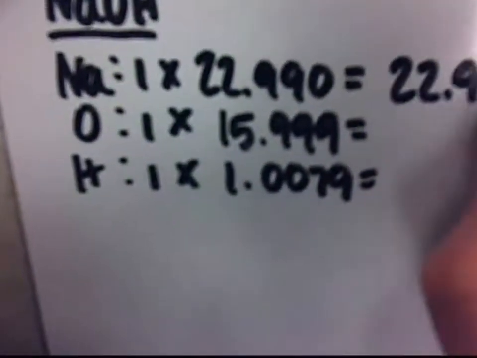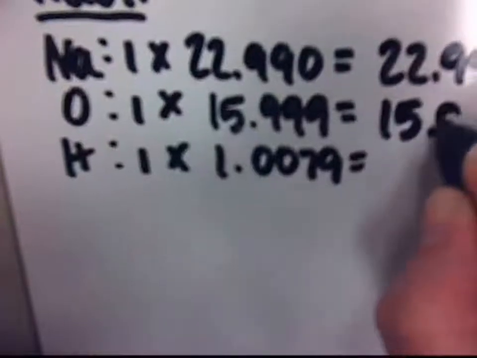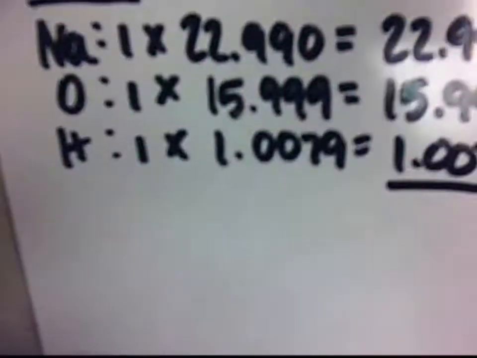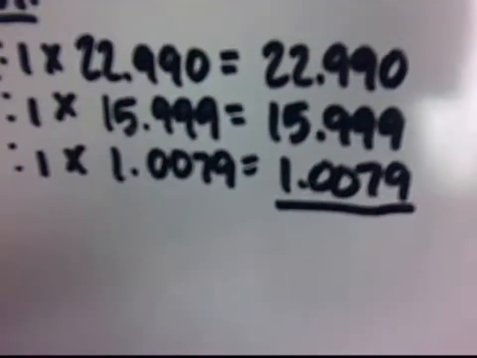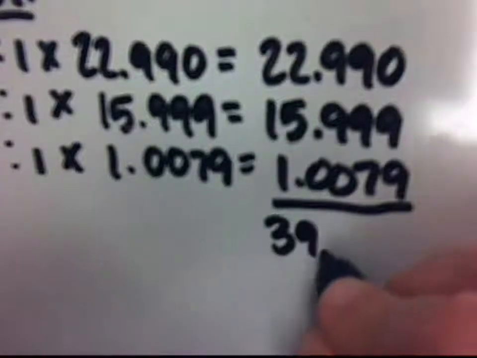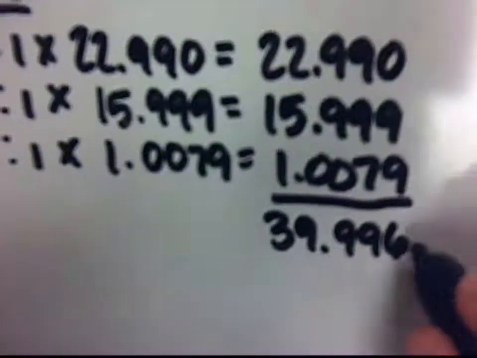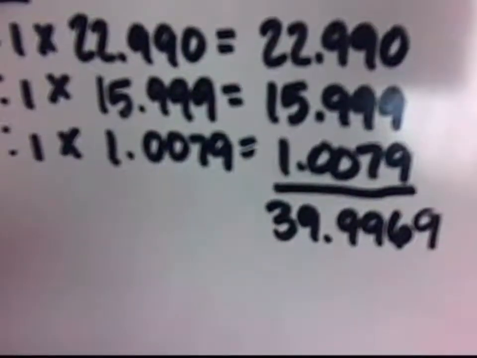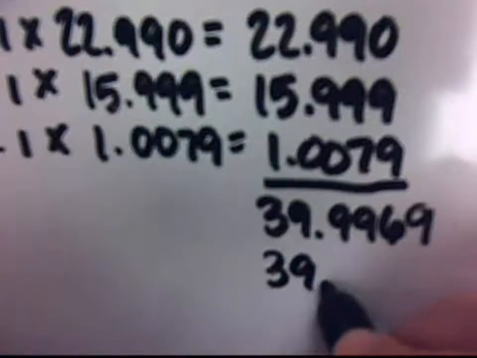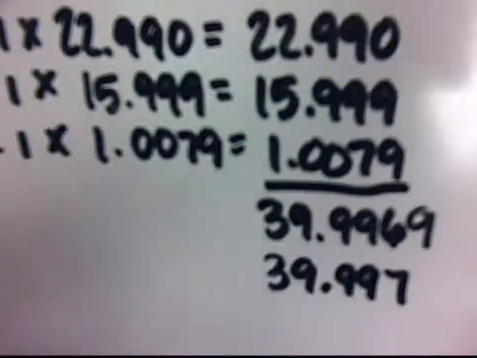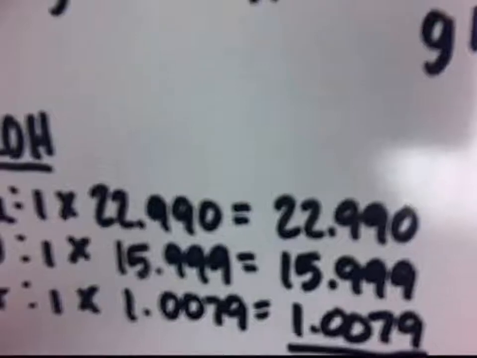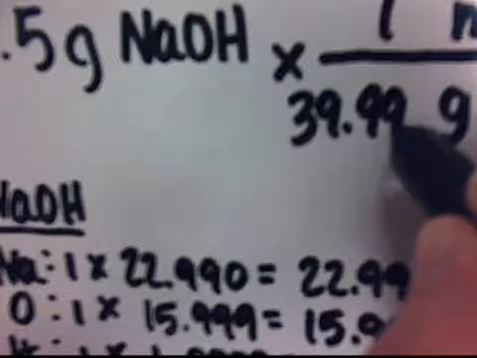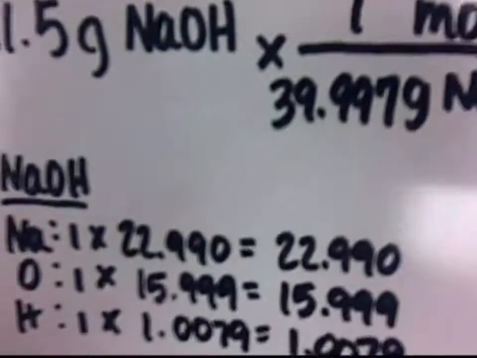So I'm going to write those down again: 22.990, 15.999, and 1.0079. They're exactly the same. And then I'm going to add all of those up, and I get 39.9969. And then of course I have to do sig figs. So I'm going to round that to 39.997. And that's what I'm going to use back up above for my grams of NaOH. So I'll put in 39.997.